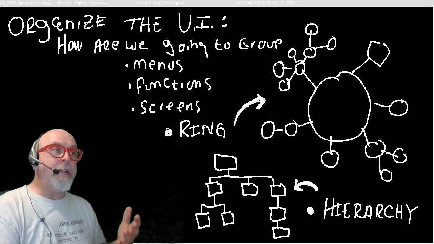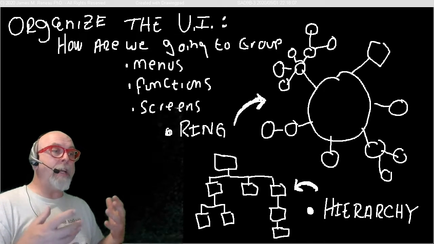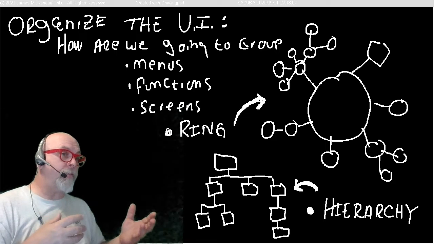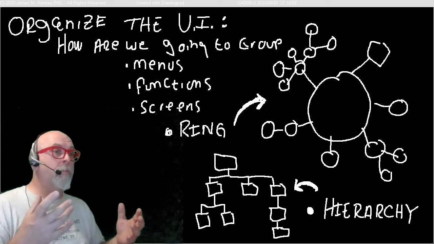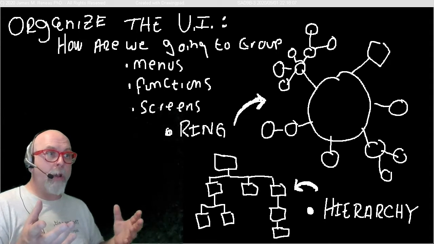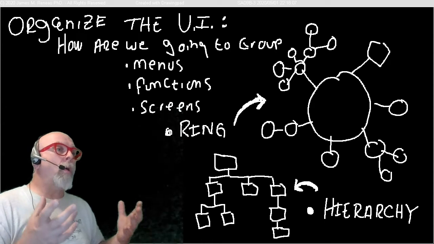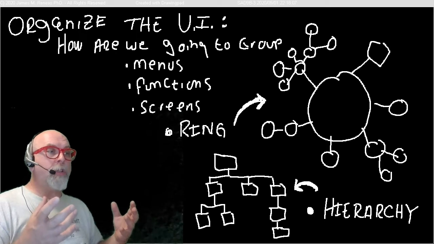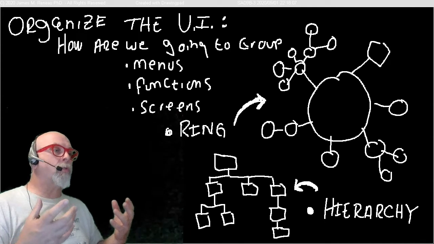The next thing we need to do, after we understand who our users are and where they're going to be using this software, in a shop floor, factory, home, business, automobile, whatever, is that we need to organize the user interface. How are we going to group functions? How are we going to group screens?